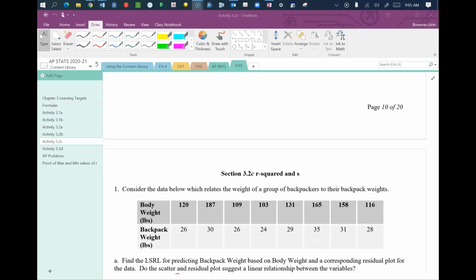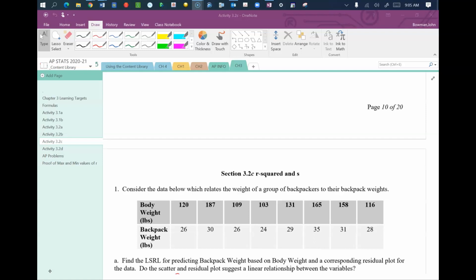We are almost finished with Chapter 3, but there's a couple really important things we have to talk about. Today we're going to talk about R squared. That's right, the correlation coefficient squared, and what it means and how to find it. And we're also going to talk about S.